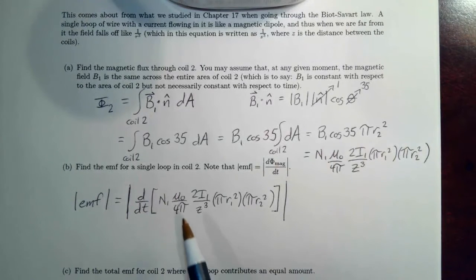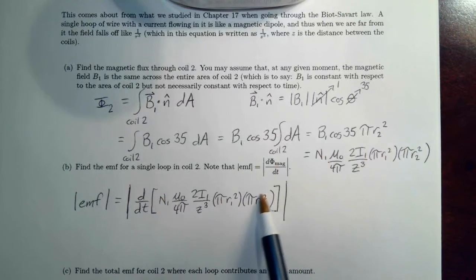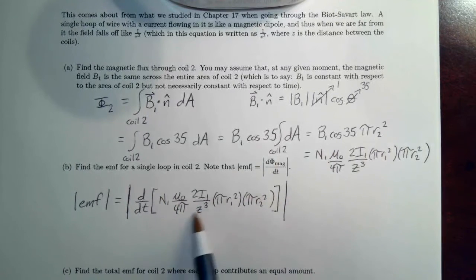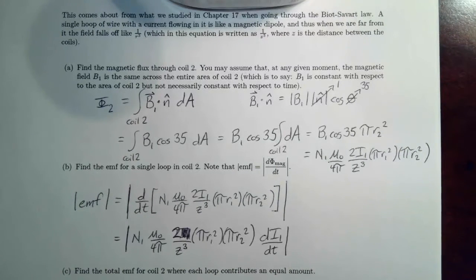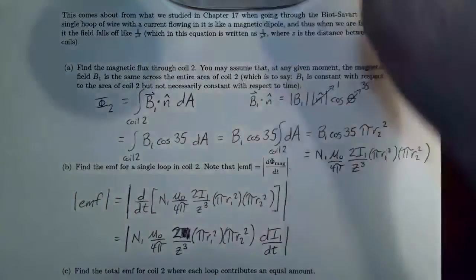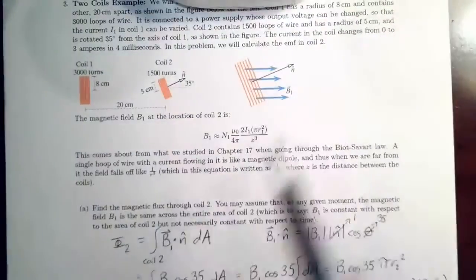All right, so now I'm going to do what I was saying before. All of these things are constant in time. None of them are changing with respect to time, except for I1. So all of this is going to come out of the derivative. Okay, and there we go. Now, this is the EMF induced in coil 2, assuming that it's just a single loop. Now, coil 2 actually has 1,500 loops, right?